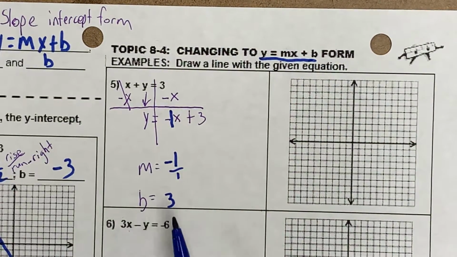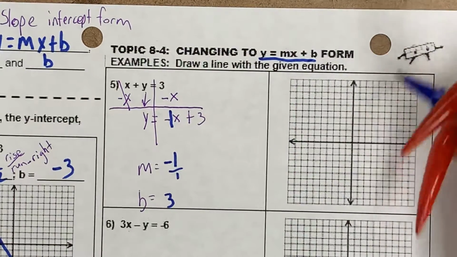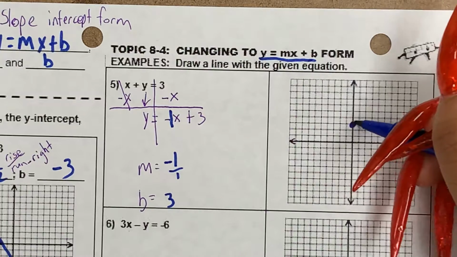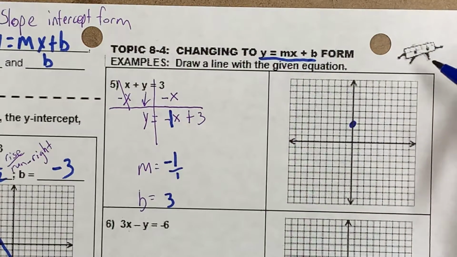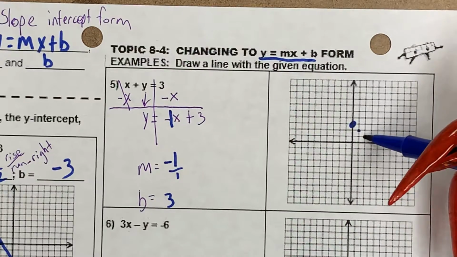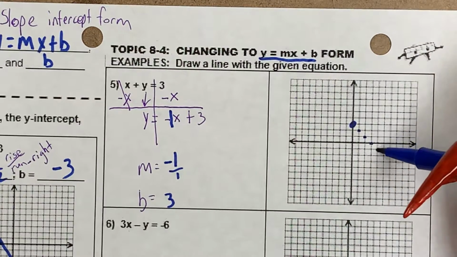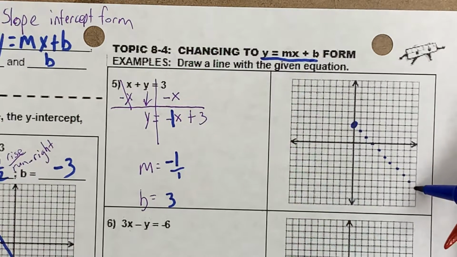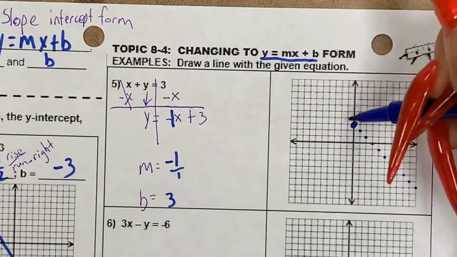Okay, begin at b, begin at 3 on the y-axis. 1, 2, 3, put a point. My slope is -1 over 1, so I go down 1, right 1. Always start off by going right. Okay, once you go right, then you go left.